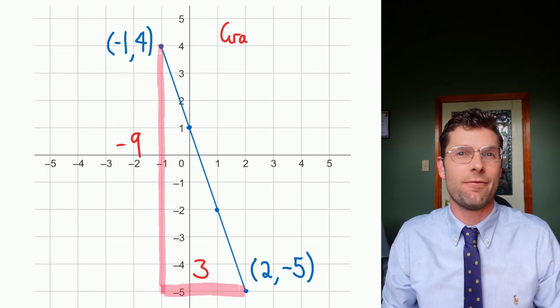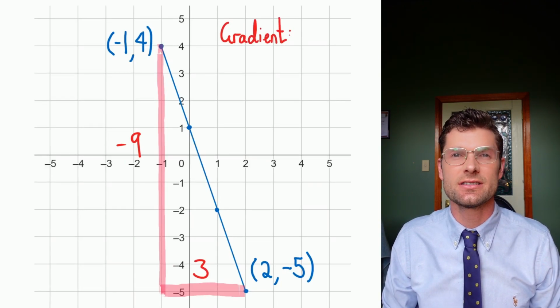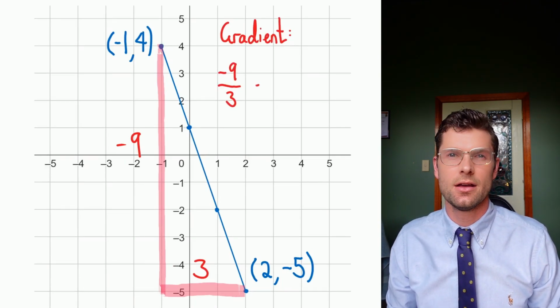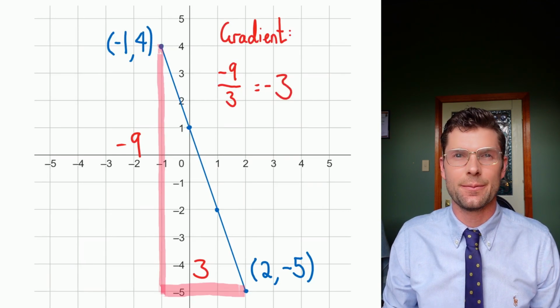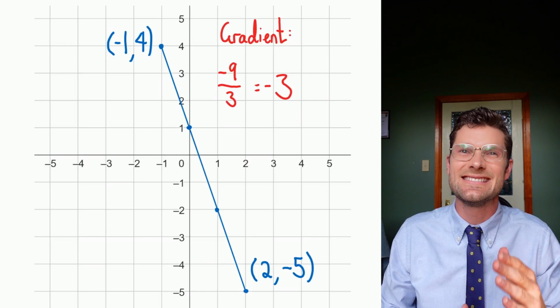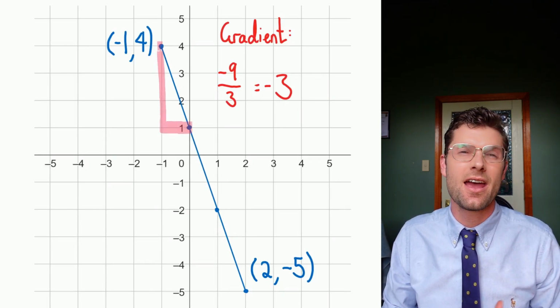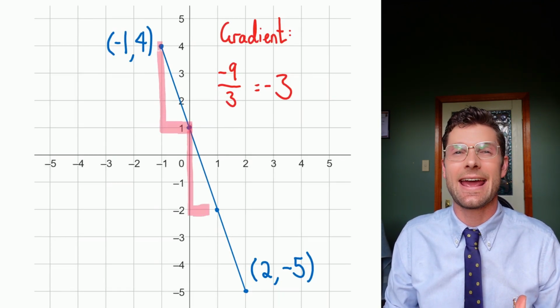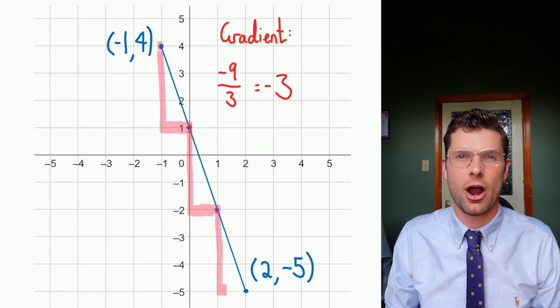Because the gradient's just how far up and down divided by how far across, we've got -9 divided by 3, which is equal to -3. The -3 is actually saying that it goes down 3 across to the right 1. Down 3 across to the right 1. And we can see this pattern playing out again and again, just in smaller triangles.